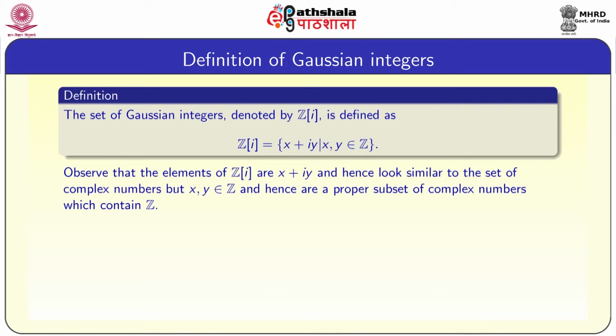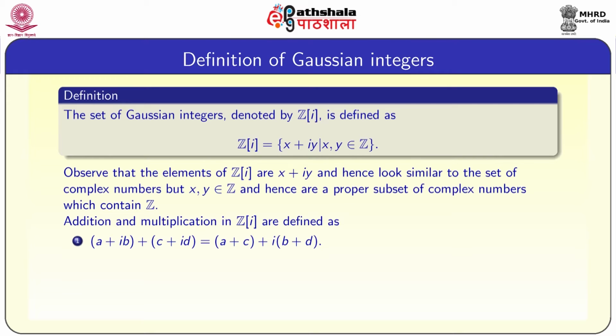So, observe that the elements in Z[i] are x plus iy, hence they look similar to the set of complex numbers, but x, y belong to Z. Hence it is a proper subset of complex numbers which contains Z, as if I take y equal to 0 and keep varying x, then Z[i] contains all the integers.